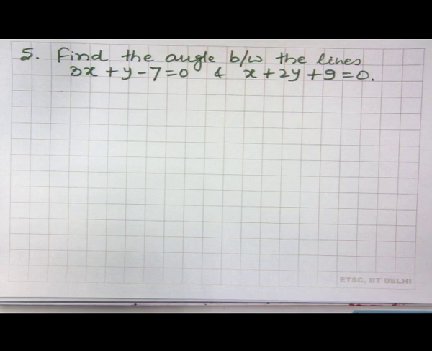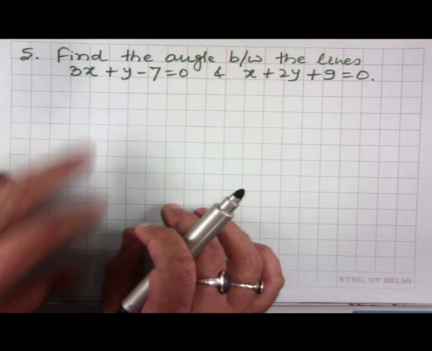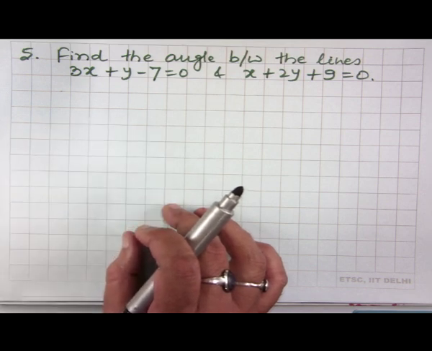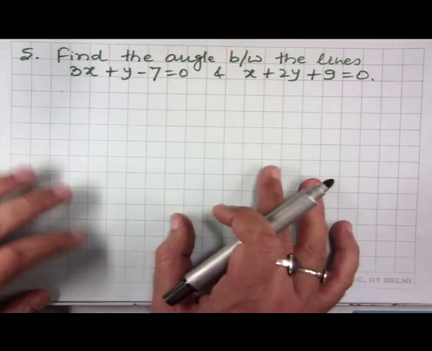Now another example. Find the angle between the lines when the equation of two lines is given as 3x plus y minus 7 equal to 0, x plus 2y plus 9 equal to 0.